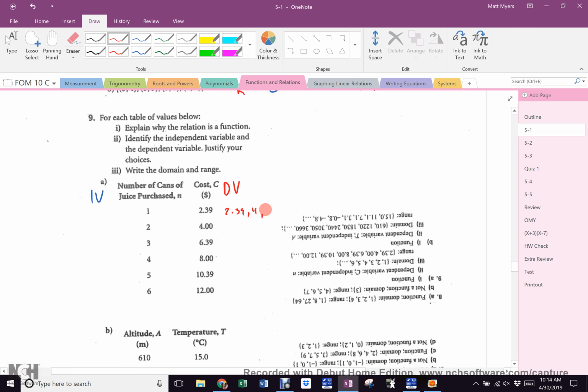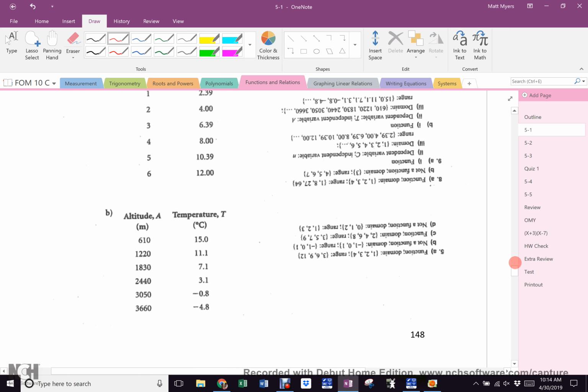2.39, 4, 6.39, right? I cannot go 2.39 up to 12, right? Everybody understand? Okay, good. And we've just done the domain range. All right, next, altitude and temperature.